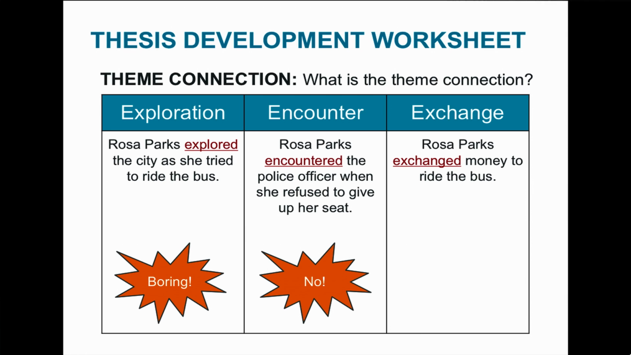With exchange, Rosa Parks exchanged money to ride the bus. This again is that very weak connection, and everybody does that, and it's not really what we're looking for with the History Day project, and nobody really cares either.